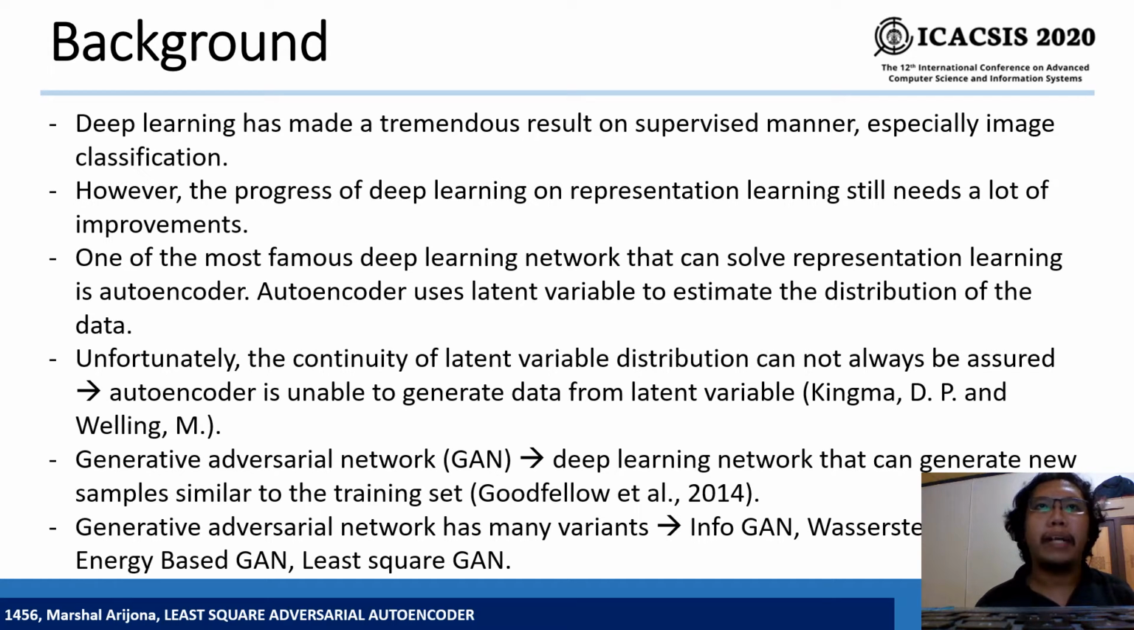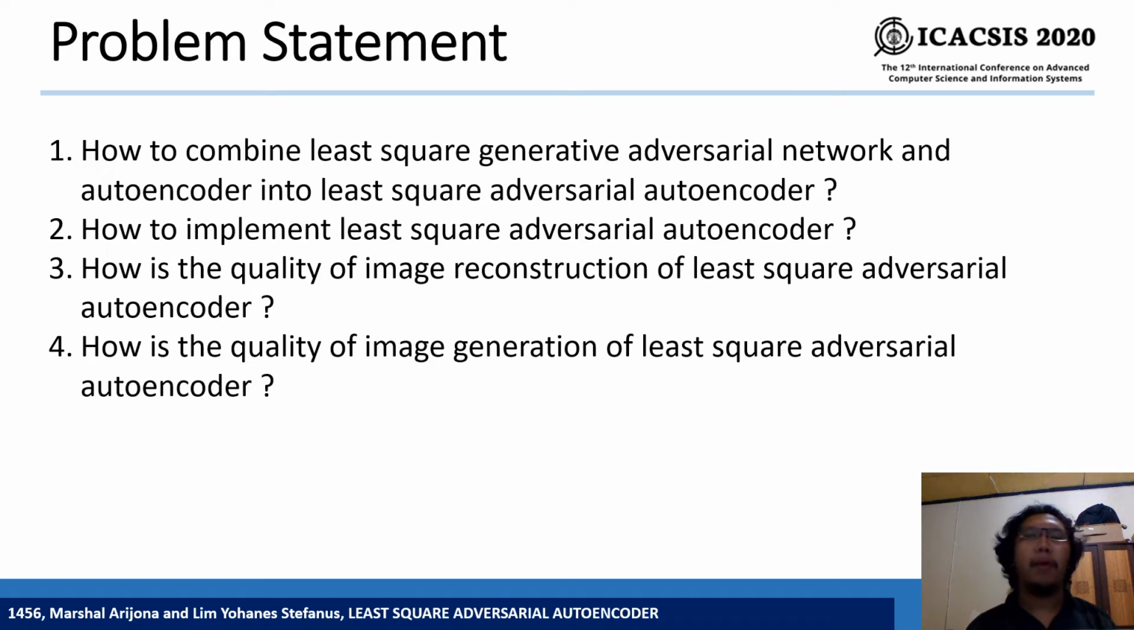We hope that by combining these models, we can have an autoencoder that has a continuous latent variable distribution. So with this condition, we hope that we can generate new data that is similar to the training samples or the real data distribution.